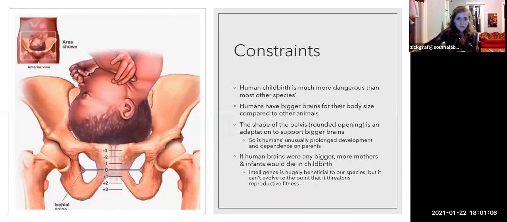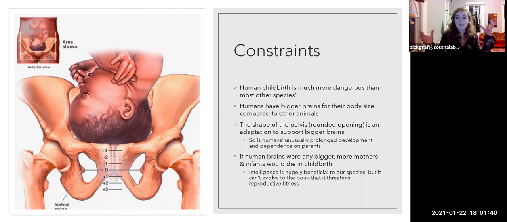Okay, so some diseases or problems that we have as humans might arise from constraints on our evolution. An example of this is human childbirth, the human pelvis, and the size of babies' heads when they're born. Compared to most other mammals, human mothers and babies are very much more likely to die in childbirth. And this is almost entirely because of the reproductive anatomy that bipedal human females have.